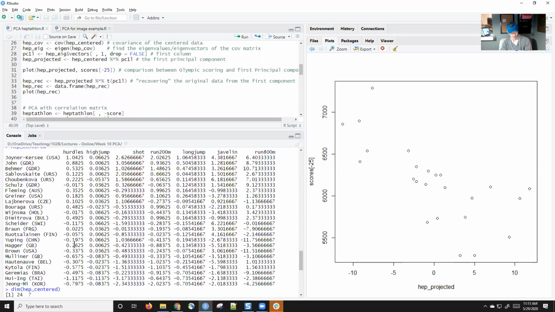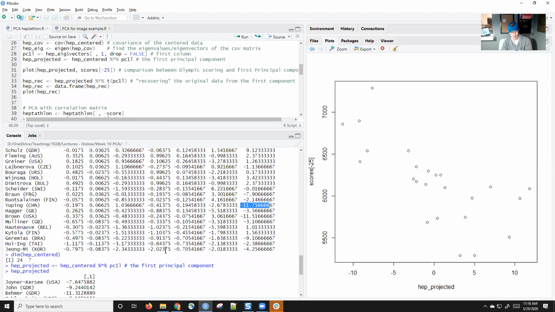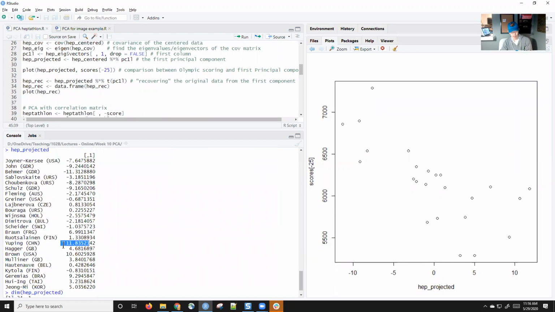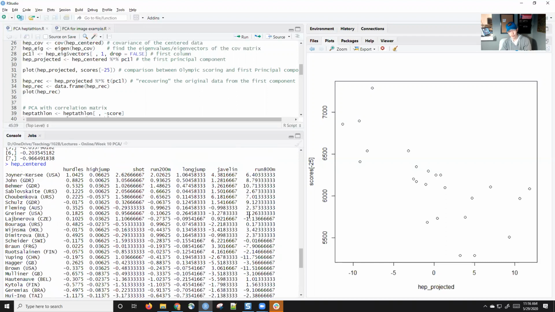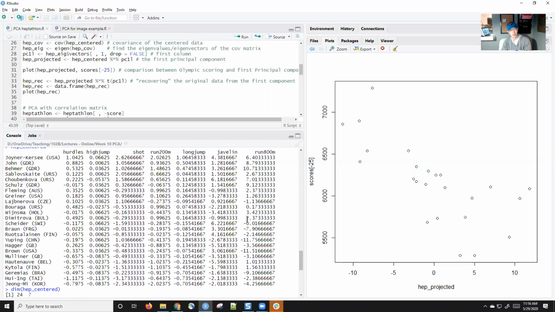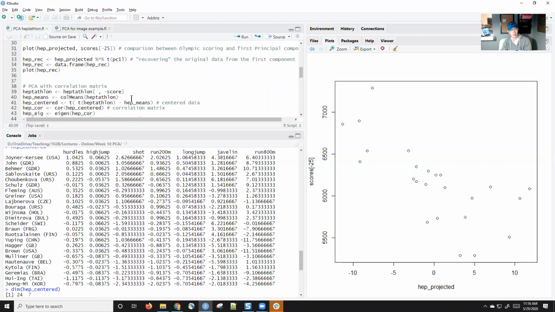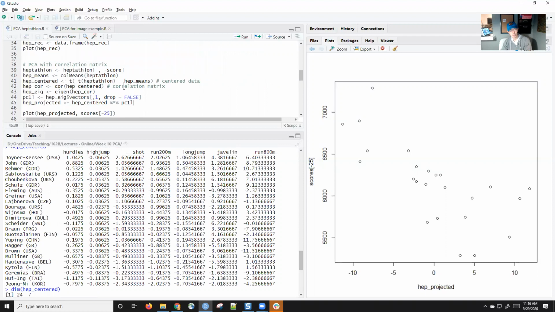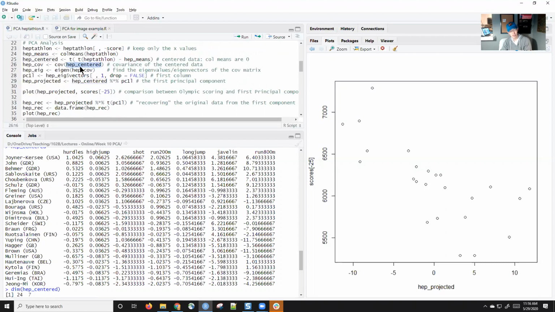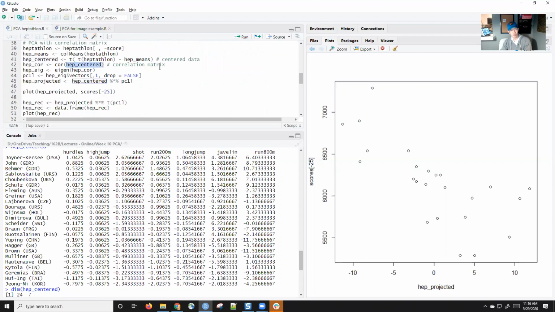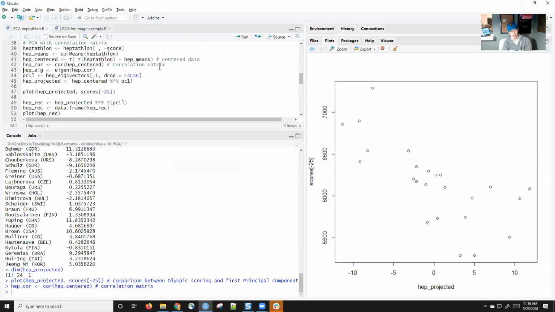And then this person, Yu Ping from China, who had a fairly poor 800-meter run performance, their principal component score is a lot higher, or you know, it's not as good as it should have been, okay? Because the variance in the 800-meter run is kind of overshadowing everything. So instead of looking at the covariance matrix of the center data, we will look at the correlation matrix of the center data, okay?